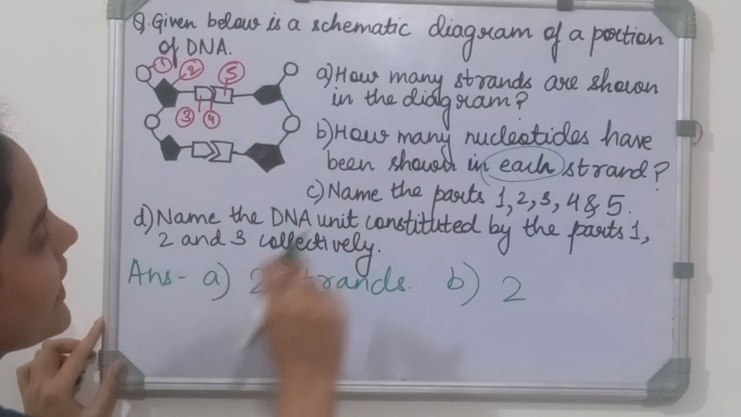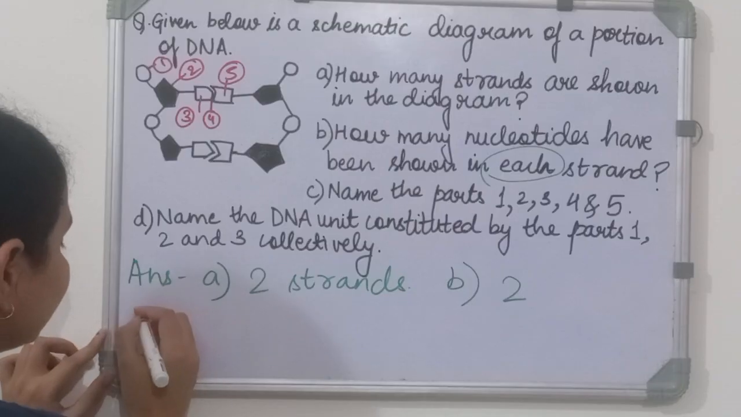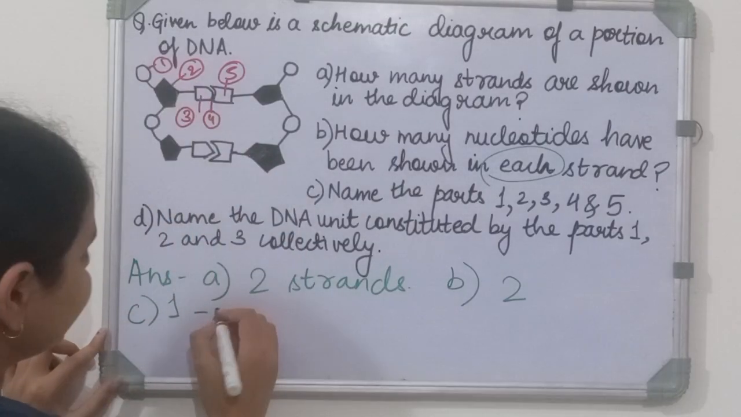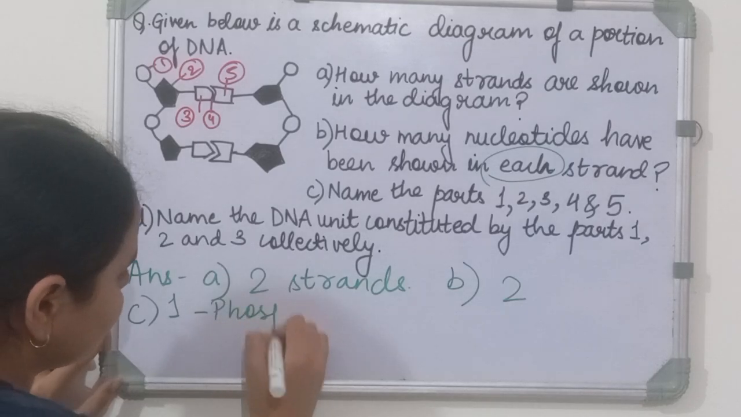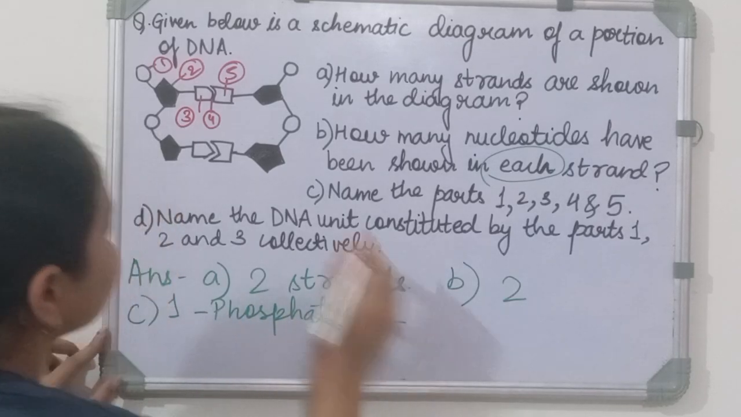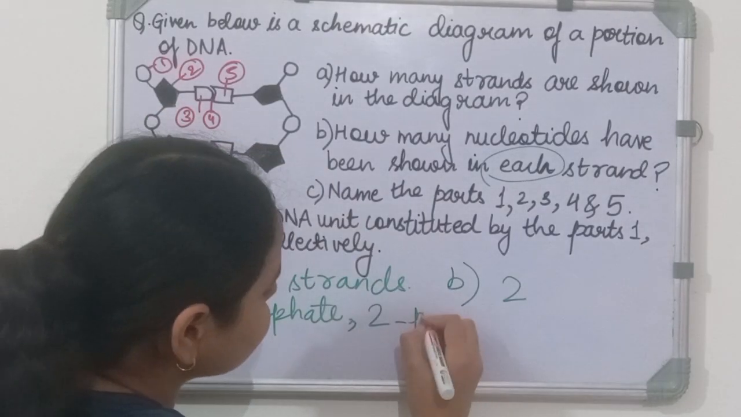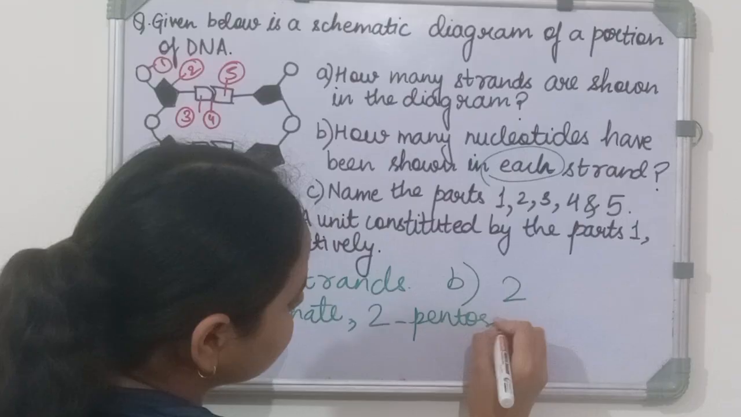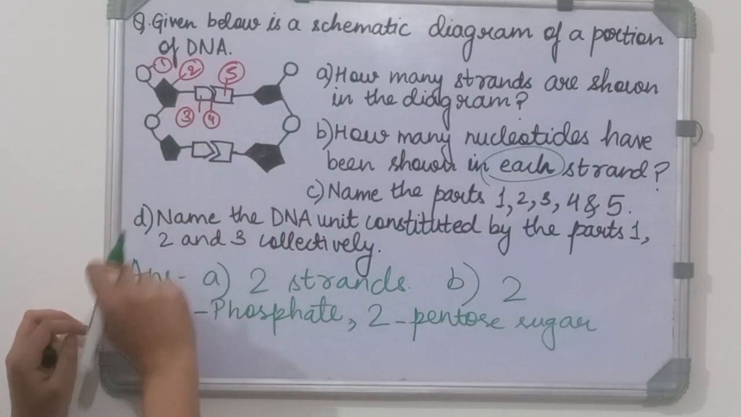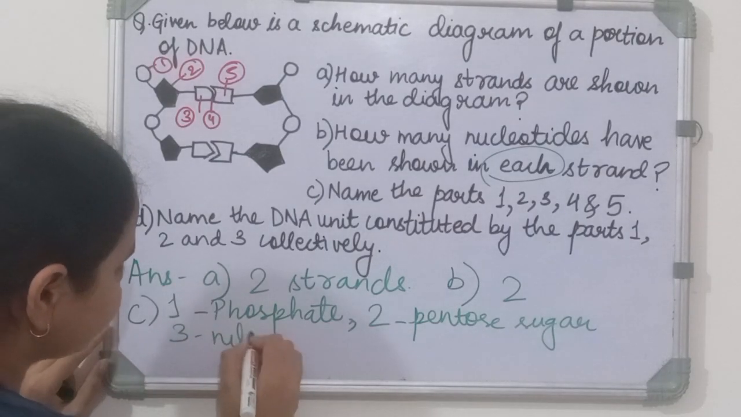Now next question, name the parts 1, 2, 3, 4 and 5. So let's name the parts. Okay, so 1 is phosphate, 2 is pentose sugar, 5 carbon sugar. So 2 is pentose sugar. Now third is nitrogenous base. We can see third is nitrogenous base.